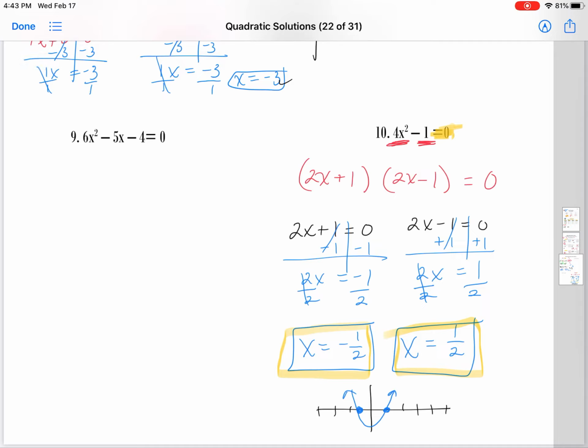But the reason why we factored is to be able to figure out the 2 quadratic solutions, or for some cases, 1 quadratic solution for my parabola.